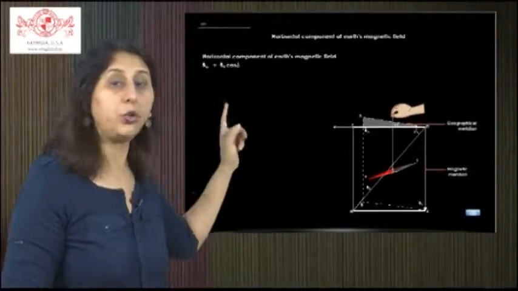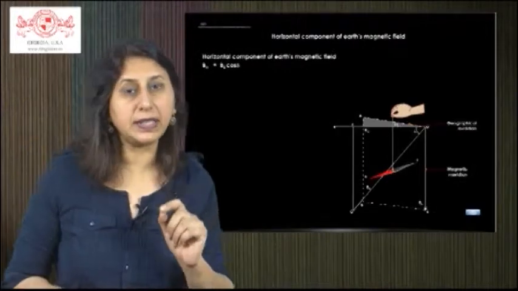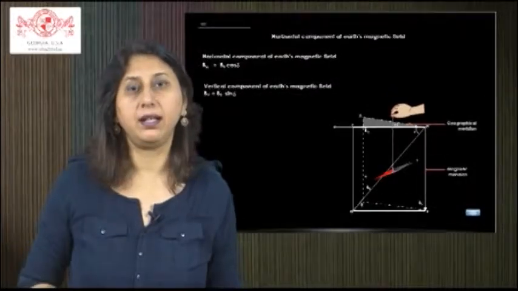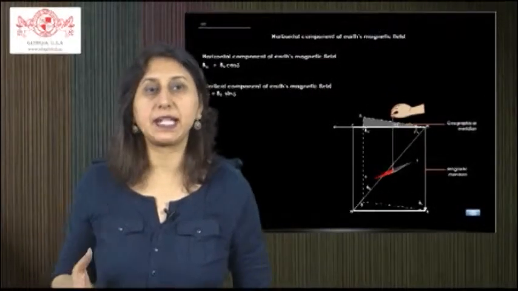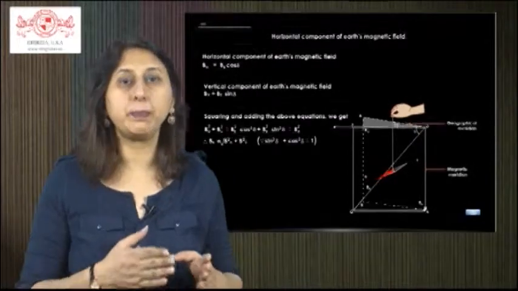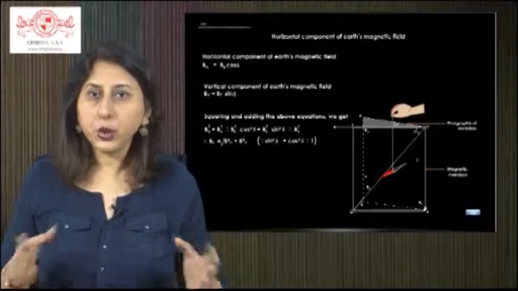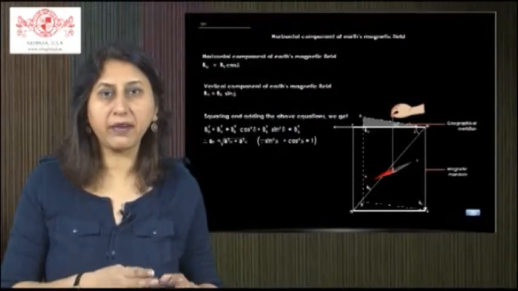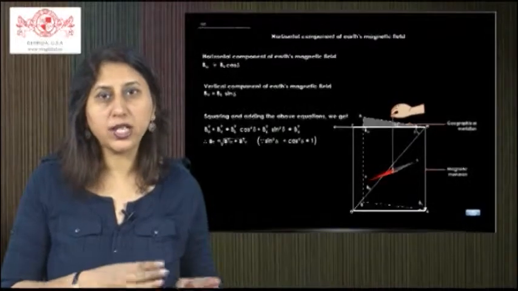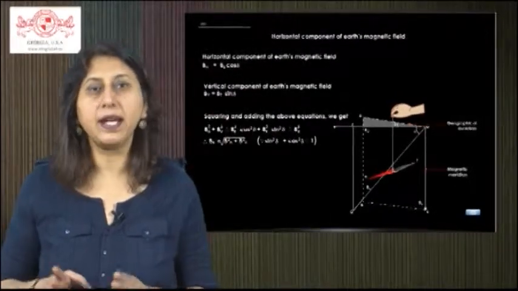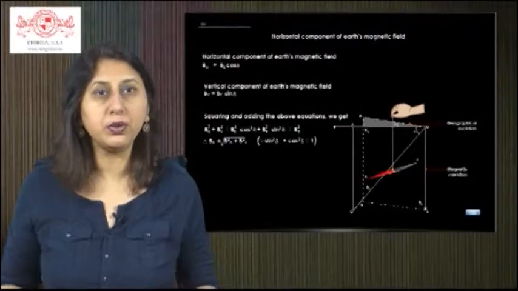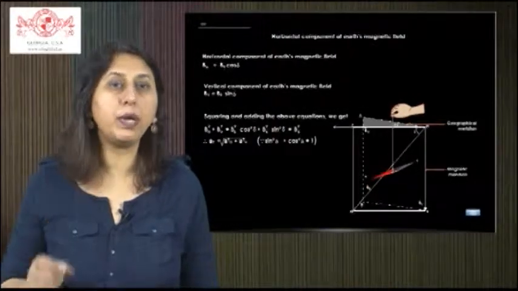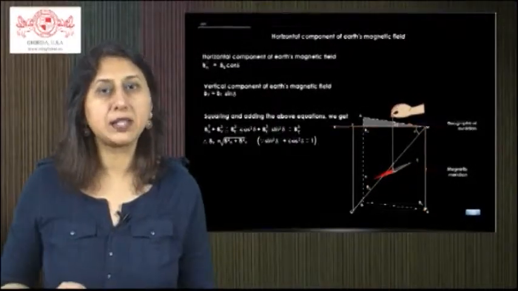Now from the figure we know that the horizontal component of Earth's magnetic field BH is equal to BE cos delta. Vertical component of Earth's magnetic field BV is equal to BE sin delta. Squaring and adding the equations we get BH square plus BV square is equal to BE square cos square delta plus BE square sin square delta, which is equal to BE square. Therefore, BE is equal to root over BH square plus BV square.